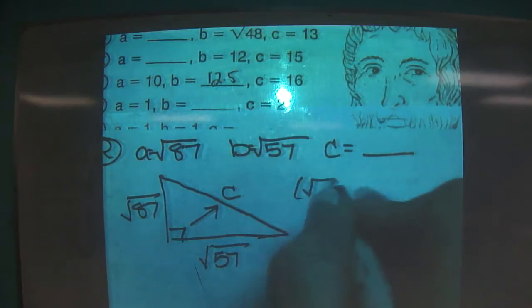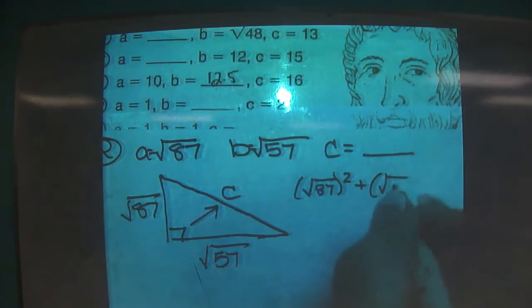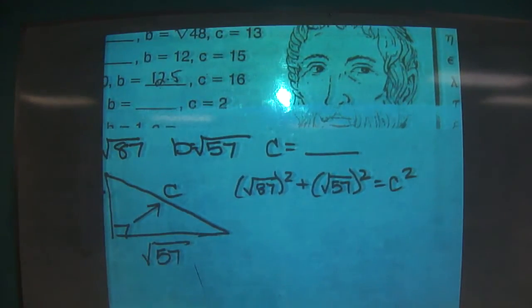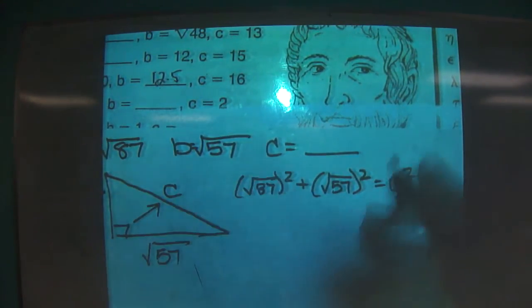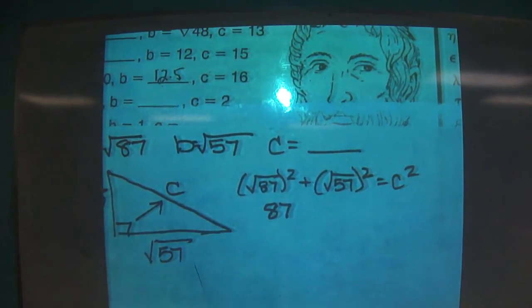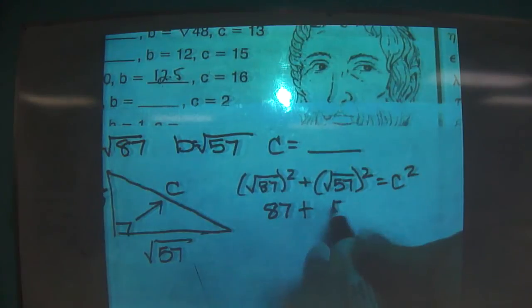So root 87 squared plus root 57 squared equals C squared. So what's root 87 squared? 87. And that's because the second power cancels out the square root. The second power and the square root are inverse operations, and they essentially cancel each other out. Plus 57, for the same reason, equals C squared.